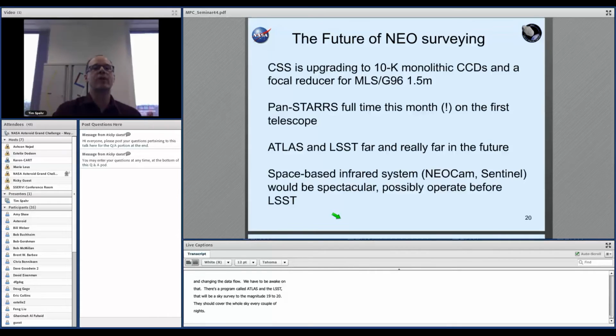The LSST is quite far in the future. It's in the mid-2020s as far as I can tell. It would be all-sky coverage every 4 nights to V=24. However, I know that these two things are going first, and quite often I don't want to focus too much on things like LSST that is literally a decade out right now. Something else might pop up between now and then. There's a lot of talk about a space-based infrared system, Amy Mainzer's NEOCam or the B612 Sentinel project. These would be spectacular, and even they have a shot of operating, I think, before LSST. Somebody could correct me if I'm wrong on that. Those would make a huge difference, the space-based systems, in terms of discovery.